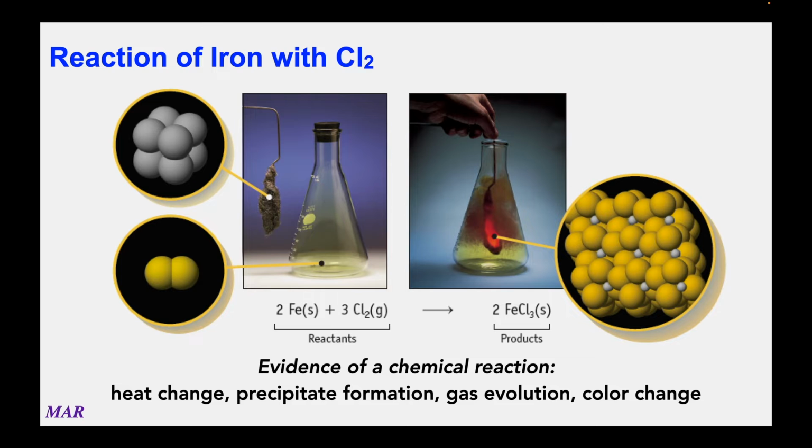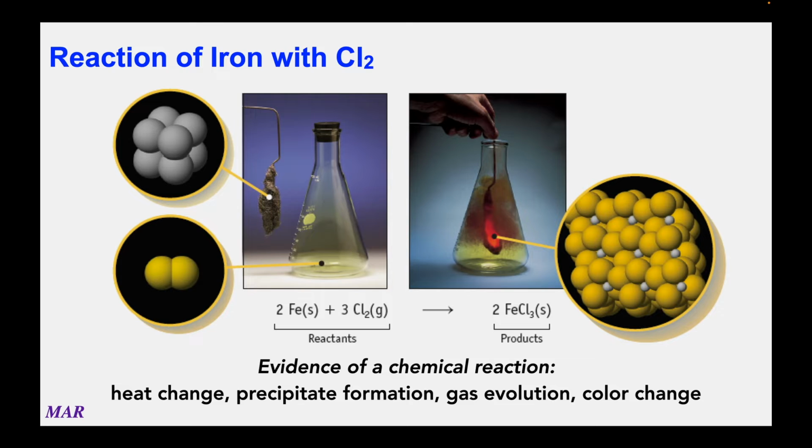To figure out if a reaction has occurred, there are usually some telltale signs. You might feel a heat change, either colder or warmer. Iron(III) chloride is definitely going to feel warmer. You feel very warm. You might see a precipitate form. A precipitate is a solid that forms. So iron(III) chloride here would be a precipitate. In some reactions you'll see a gas evolved. In some reactions you might see a color change.